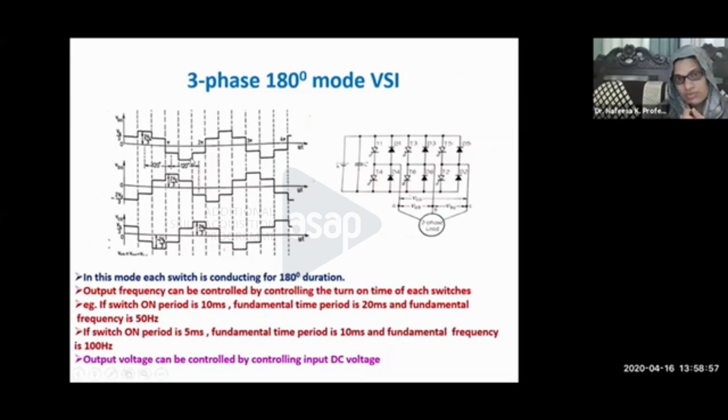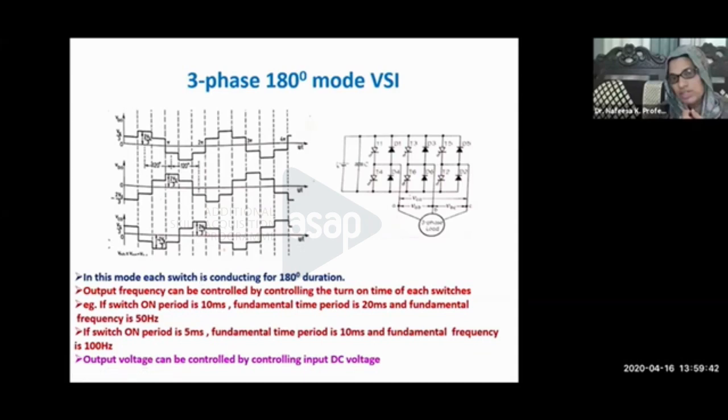So this voltage we are obtaining from a variable source, voltage source inverter. So the output of the voltage source inverter in stepped wave mode is this. Since the output voltage obtained from this is in the form of a stepped wave, you are calling it a stepped wave inverter. From this we can see that in this mode, each switch is conducting for 180 degrees.